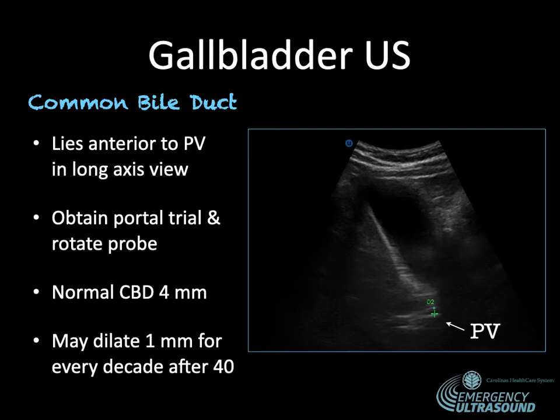We should also not see flow through the common bile duct. We'll see flow through the hepatic artery, we'll see color flow through the portal vein, but not through the common bile duct. We want to measure the common bile duct, and your normal common bile duct is going to be 4 millimeters or less, but we can give it up to a millimeter for every decade after 40. So if I have a 70-year-old coming in and they have a common bile duct of 7, then I'm not as worried as if I see maybe a 20-year-old with a common bile duct of 8.